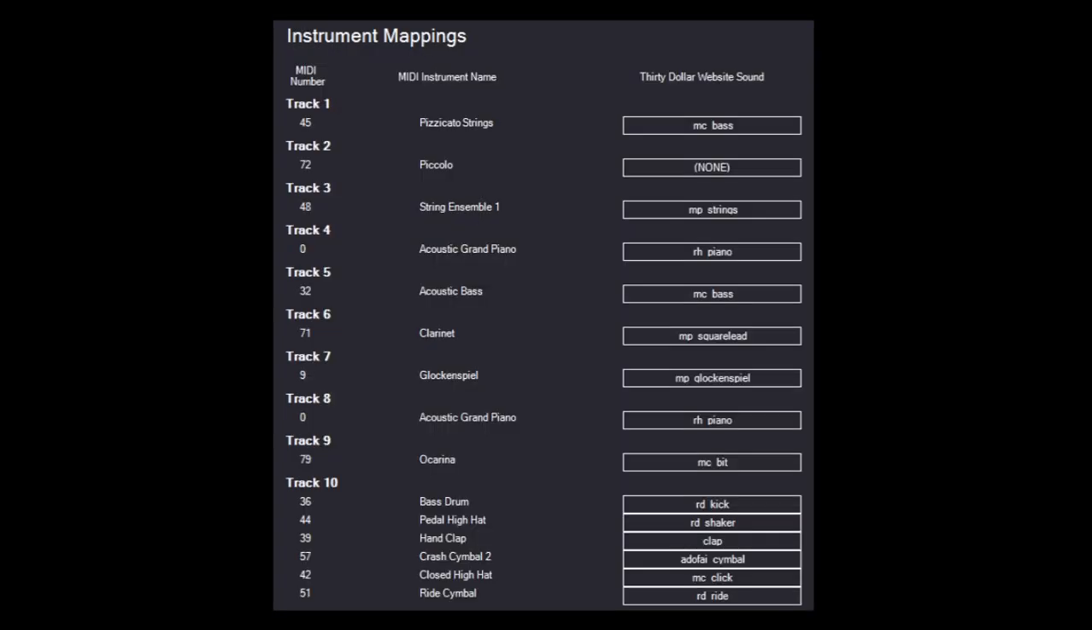My solution to the first problem is simple. Each instrument in a track is mapped to a single $30 website sound. This is where user customization comes into play. This means that the same instrument in different tracks can still use different $30 website sounds, which I think is better than mapping every instance of an instrument to one sound. The solution to the second problem is a bit more involved.